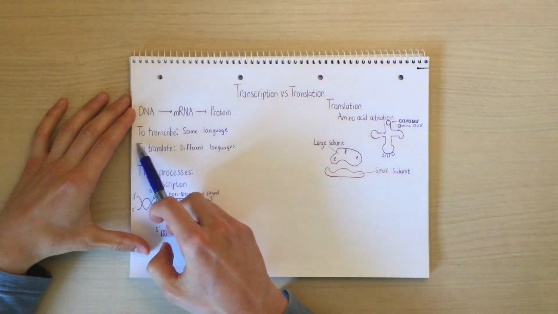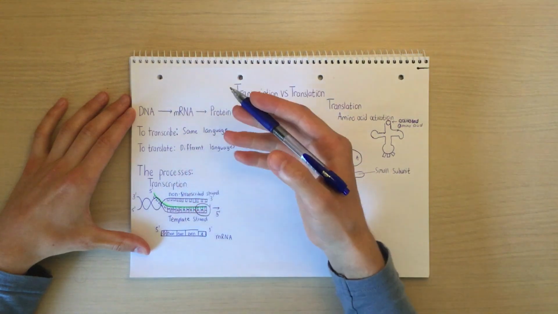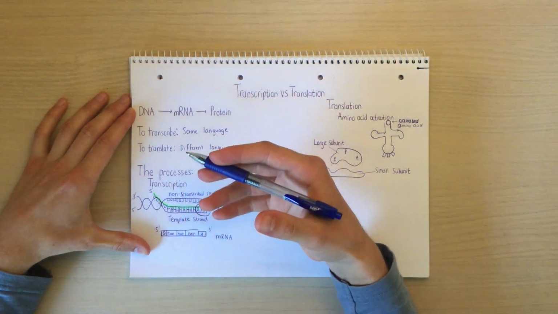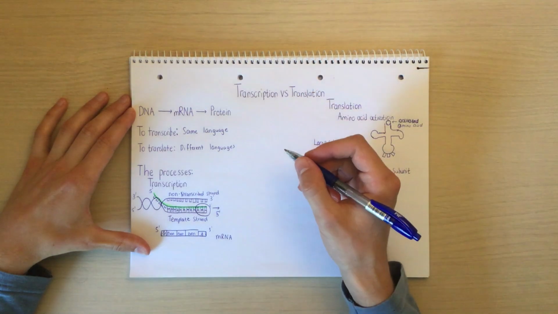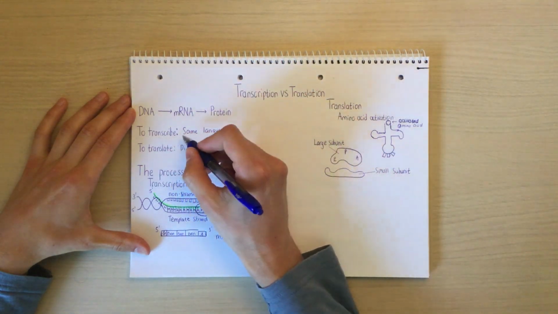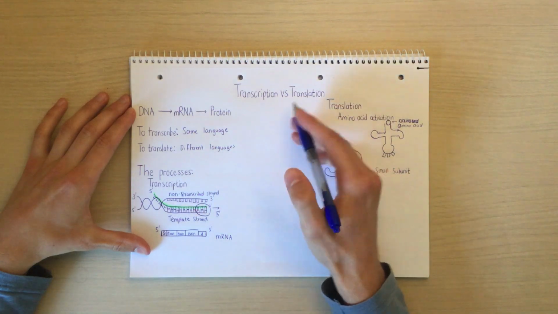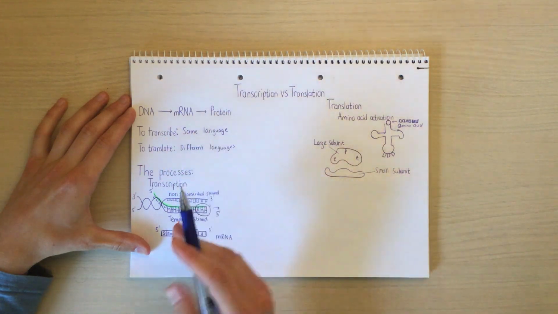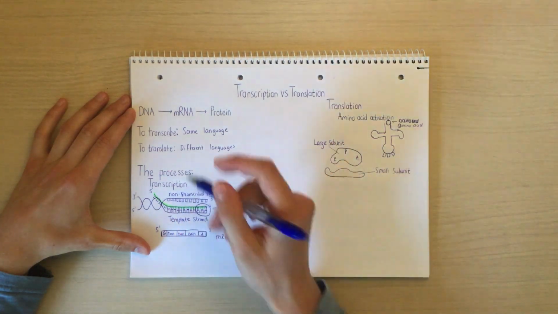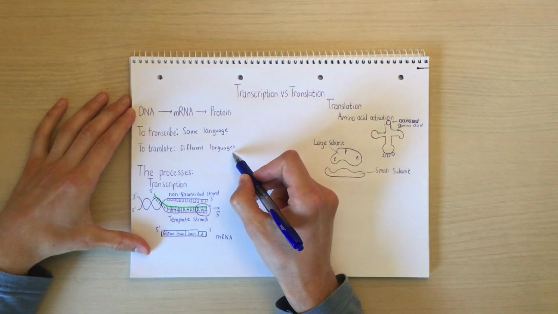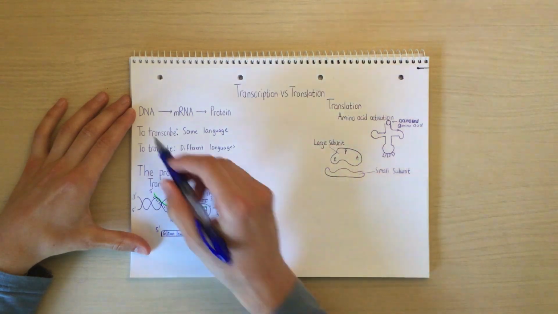Now, to transcribe means to change something from the audio format, for example, to the written format, but keeping it in the same language. So that's very important. To transcribe, we're keeping it in the same language. To translate, on the other hand, means to change something from one language to another. Okay, we're having different languages. Now, with that in mind, let's take a look at this process.